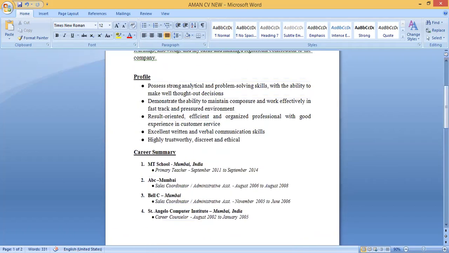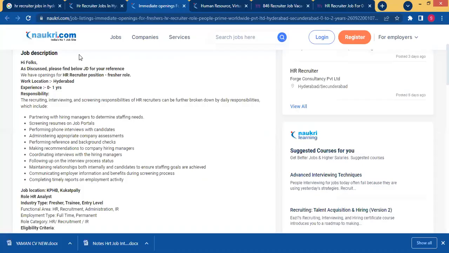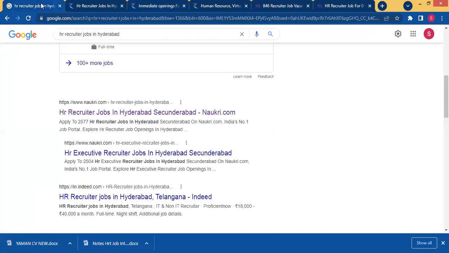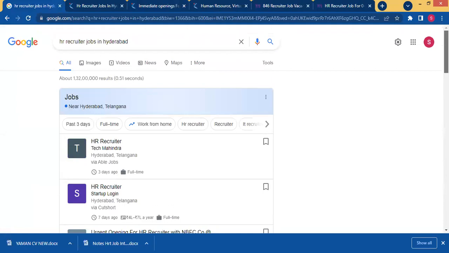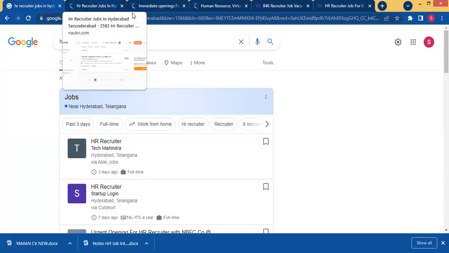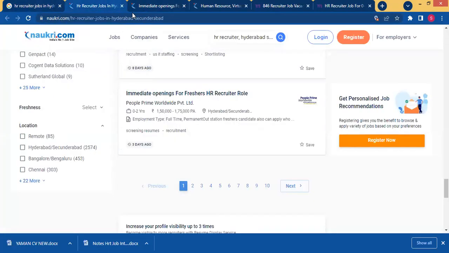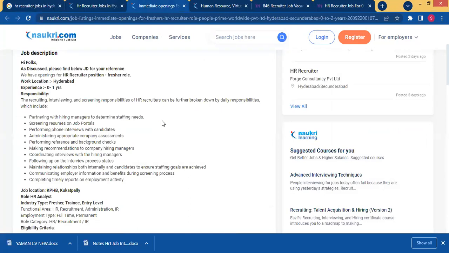Let us look at some JDs. Okay. I have searched JDs and HR recruiter job vacancies in Google. Out of it, I will show you some samples. Okay. Here we have a requirement for an HR recruiter position, fresher role, 0 to 1 year of experience.